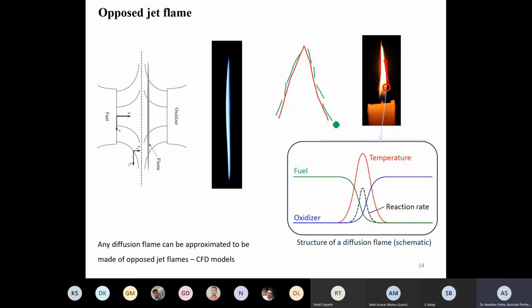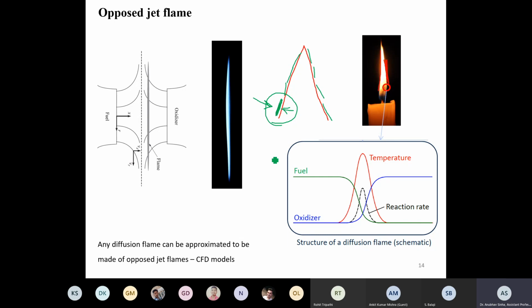So this flame surface is made up of opposed diffusion flames. Why? Because here we have fuel which is coming, and here we have oxidizer which is coming. So if you look at a small section, it is behaving very close to how an opposed flame will behave. Is this clear? Yes, sir. This is a very important concept, and many CFD codes are based on that. They break any flame into small parts, and they say that each part is like an opposed flame, and based on that they do modeling.